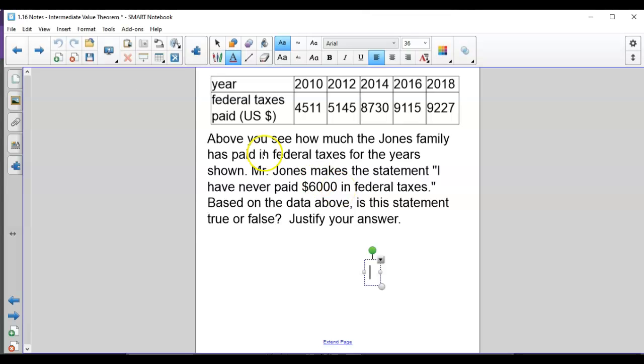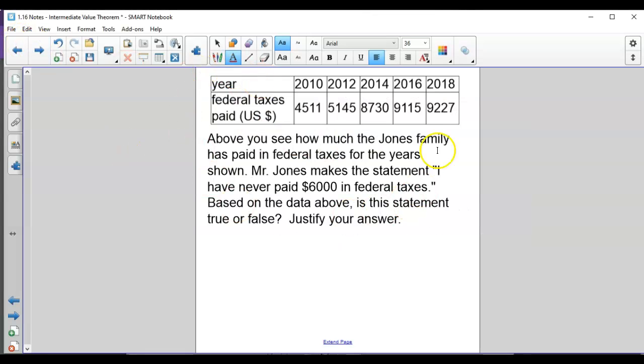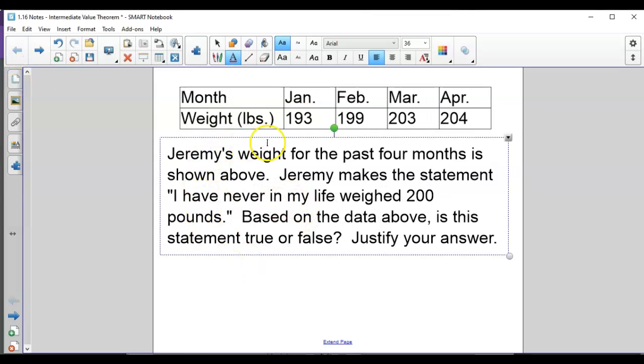So what's the difference in this situation with Jeremy and his weight claims and the Mr. Jones statement about his federal taxes? Well, there is a major difference in these two situations. Our assumption with weight is that your weight is going to be continuous. So if you're going to weigh 204, then before that you weighed 203, and before that you weighed 202, and so on. You gain weight little by little. So if you go from 193 to 204, somewhere in there you weigh 200 pounds.